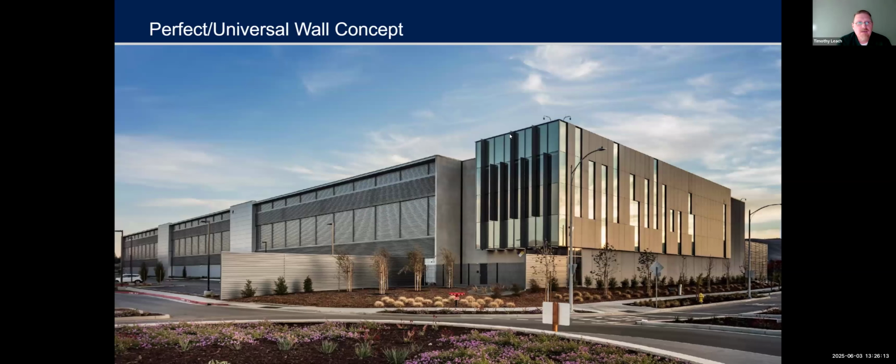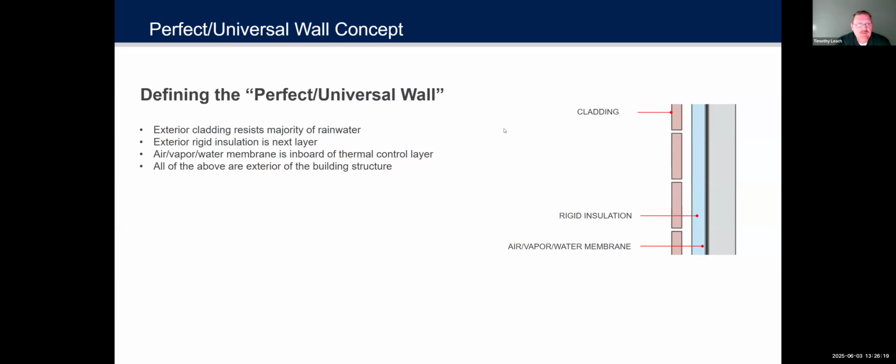Let's talk about then what would constitute a perfect universal wall. So we'll start out with the basics, and that is the exterior cladding resists the majority of the rainwater. So we're talking about a rain screen principle here. Exterior rigid insulation would be that next layer. The air vapor water membrane is inboard of that thermal control layer, and all of the above are exterior of the building structure.